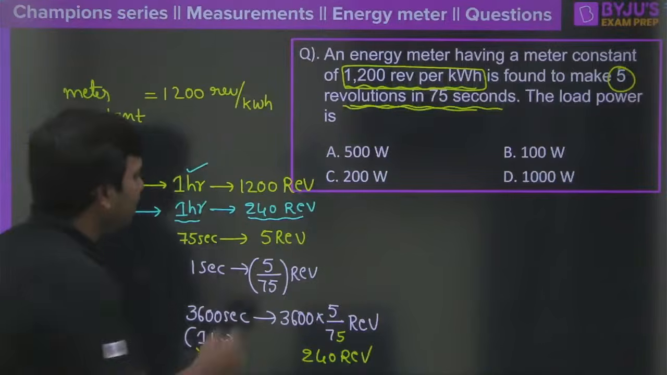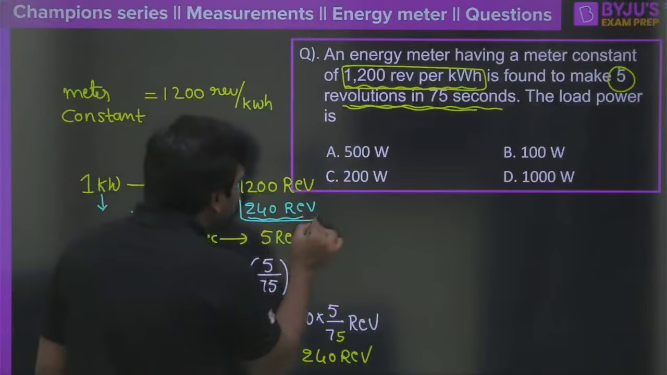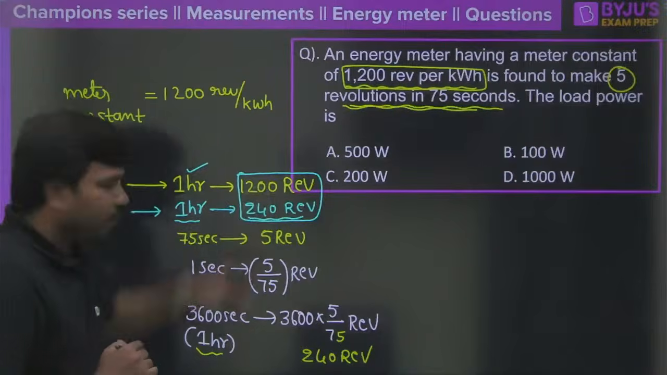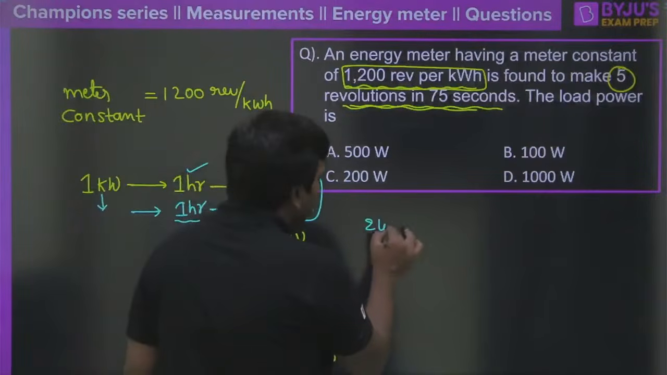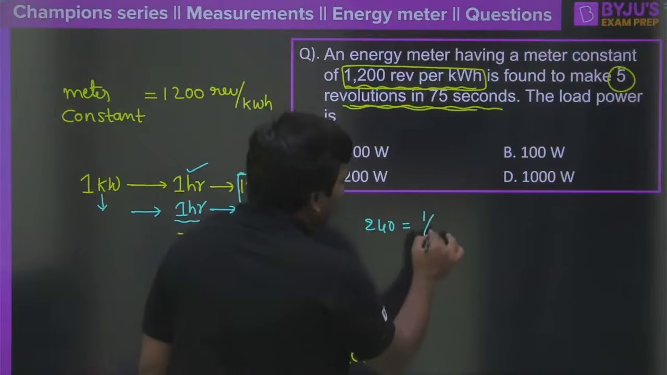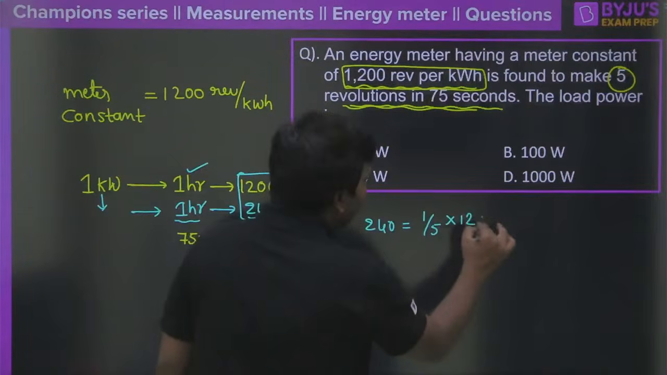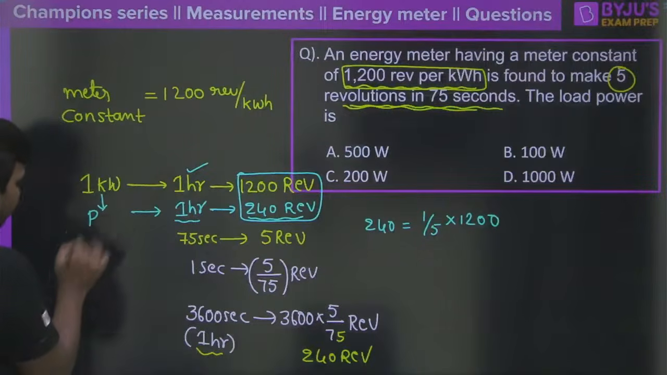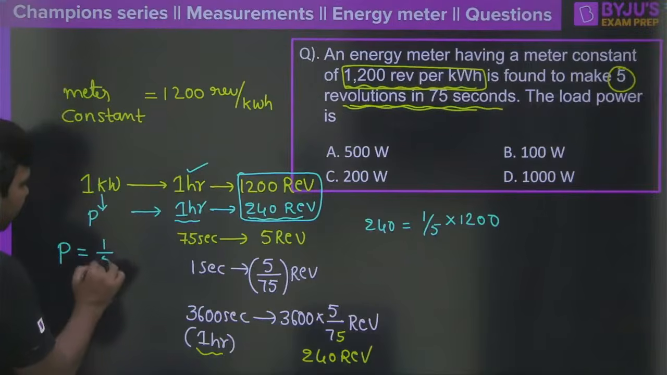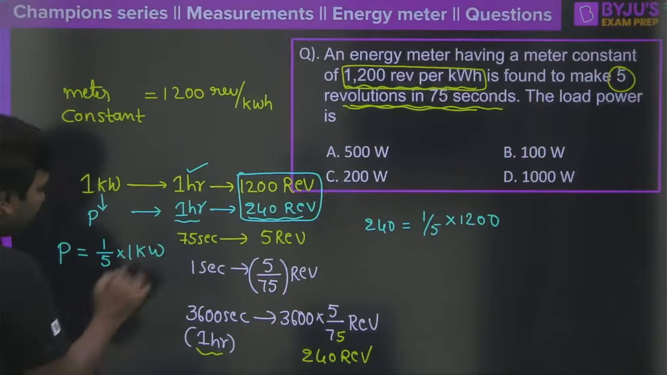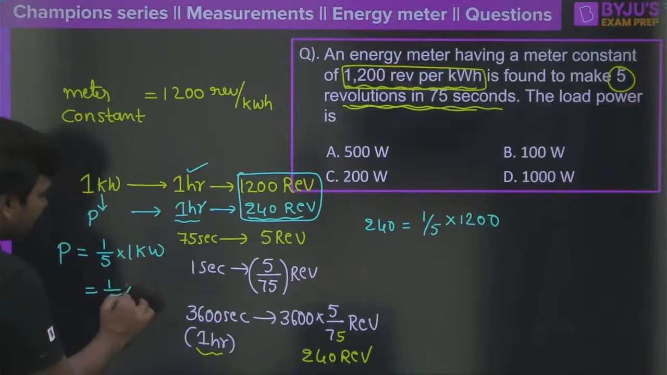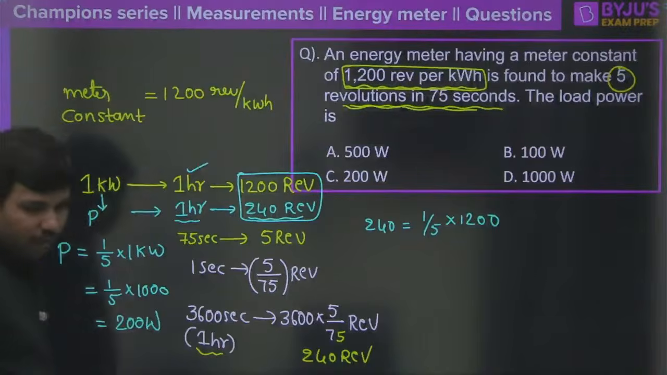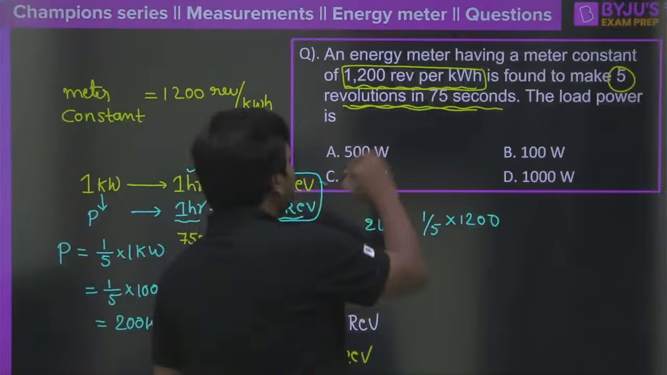How much is it reducing? Have you seen here? 1200 to 240 it has come. 1200 to 240 means it is 1/5 of that, right? So 240 is equal to 1/5 of 1200 revolutions. Simple. Similarly, the power should be equal to 1/5 of 1 kilowatt, that is 1/5 of 1000, which is equal to 200 watt. Clear? So the answer for this question is 200 watt. Option C is the correct answer.